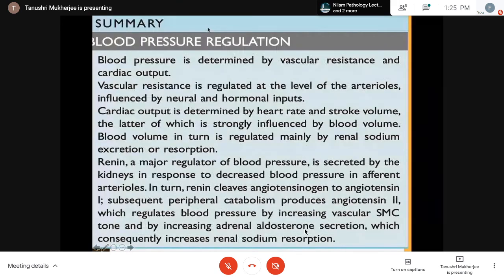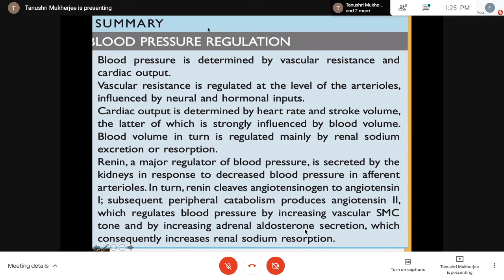So blood pressure is determined by the vascular resistance and cardiac output. Vascular resistance is regulated at the level of the arterioles, influenced by neural and hormonal inputs. Cardiac output is determined by heart rate and stroke volume. Stroke volume is influenced by blood volume. Blood volume is regulated by renal sodium excretion or resorption.